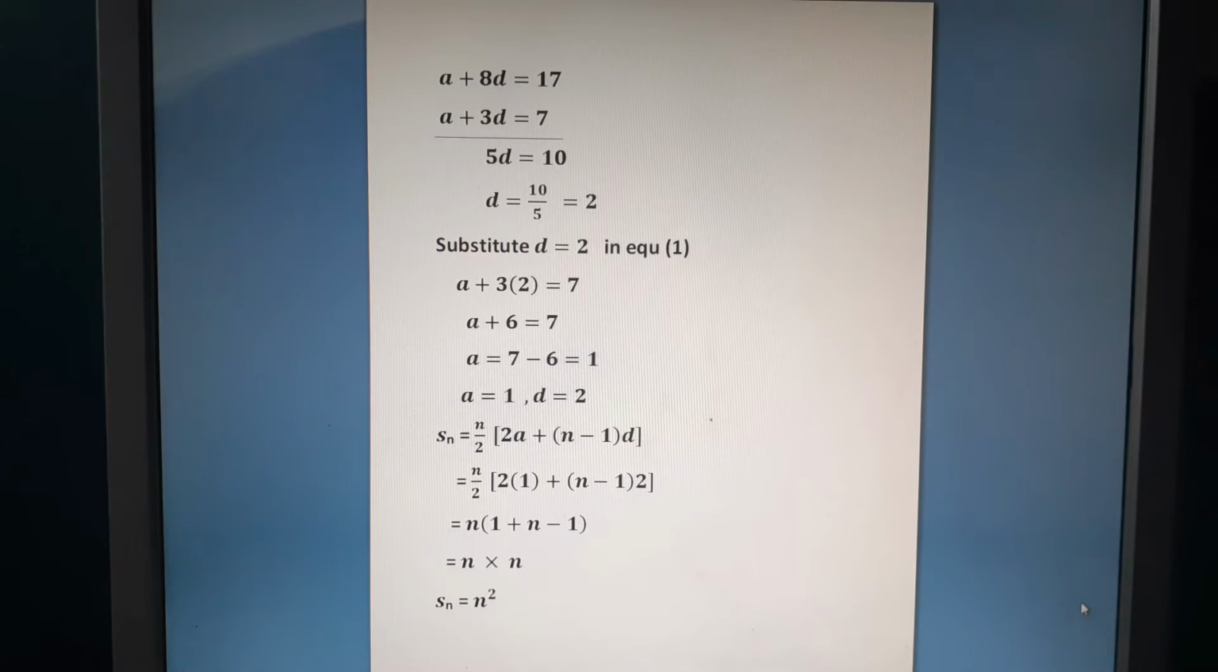Sn is equal to n by 2 into (2a plus (n minus 1) into d). Here, we want to find the sum of the first n terms. That is equal to n by 2 into (2 into 1 plus (n minus 1) into 2). 2 plus (n minus 1) into 2 divided by 2, we get n into (1 plus n minus 1). That is equal to n into n, that is equal to n square. Therefore, the sum of the first n terms is equal to n square.